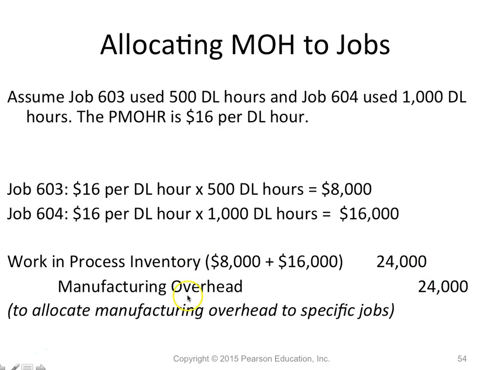So, an increase here. Manufacturing overhead will be taken here as $40,000. So this is kind of allocating our manufacturing overhead to a specific job.